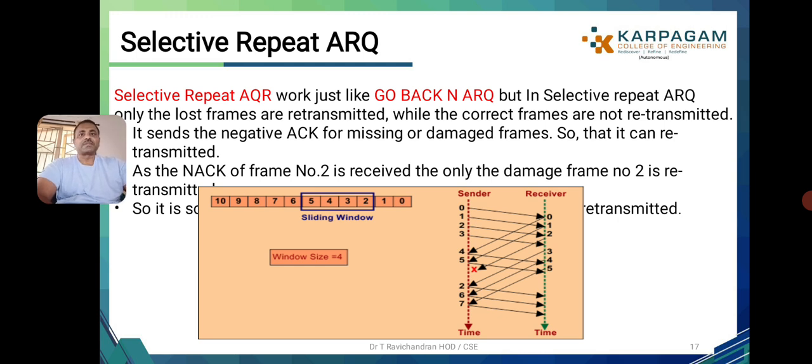Another one, which is very effective and used in most applications, is the selective repeat ARQ. The same condition applies: the frames are sent from the sender to the receiver. With selective repeat ARQ, we use a window size of 4. The sender sends frames 0, 1, 2, 3, the 4 frames, from the sender to the receiver.